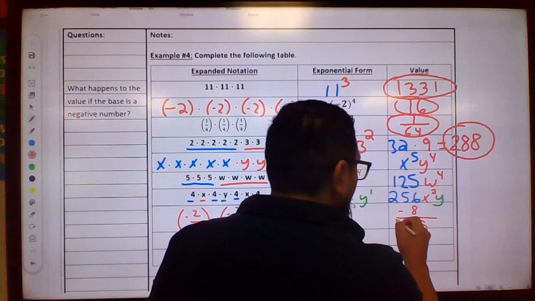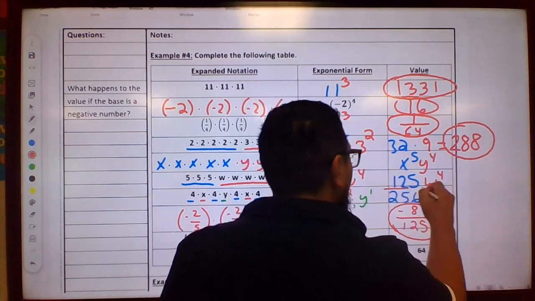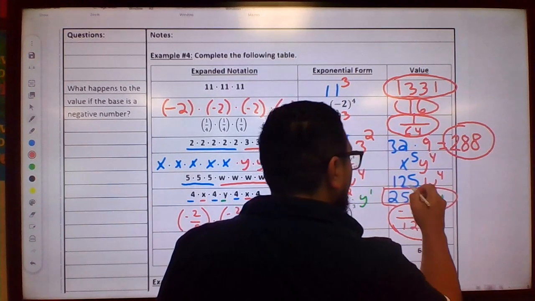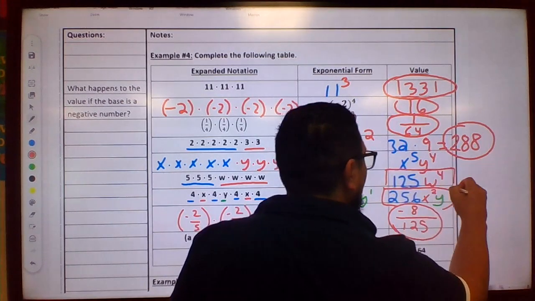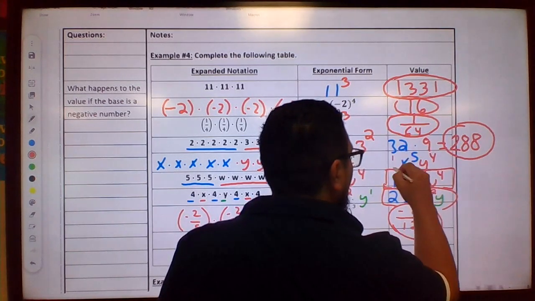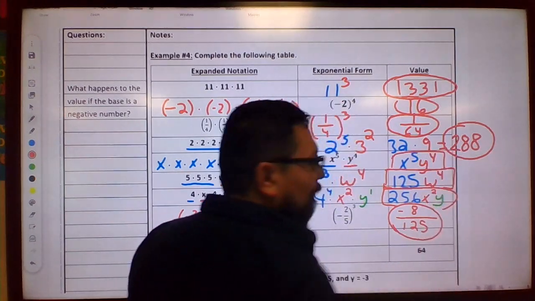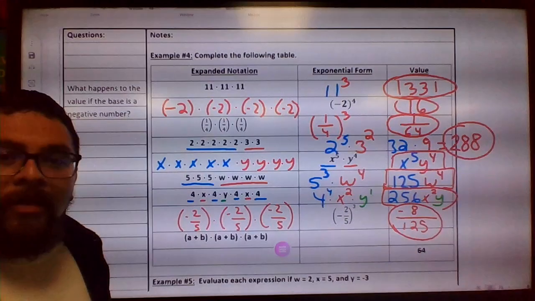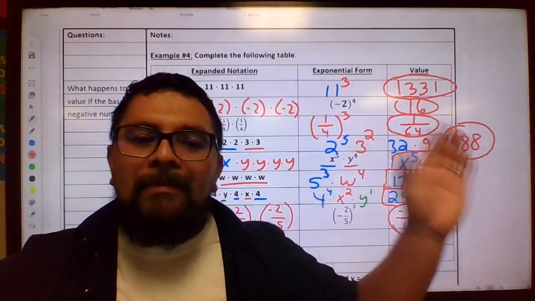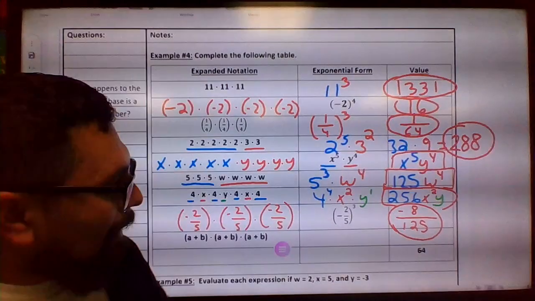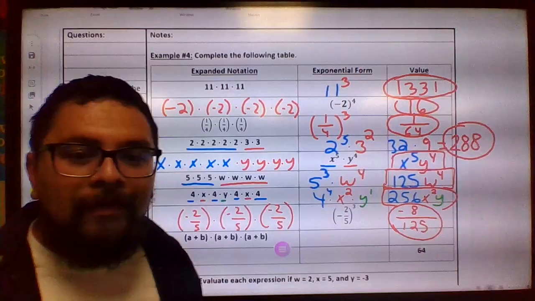I keep forgetting to circle. I'm so sorry, guys. Circle. Or box them if it starts getting a little too confusing. I keep forgetting to circle or box them. You could circle, box them, diamond them, whatever you want, so that your eyes can go towards that.